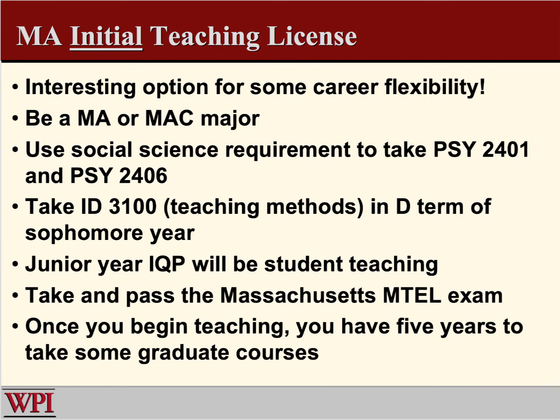Some of you may be interested in teaching. This is a good option for some career flexibility as well, and you can teach with either a math or an actuarial major. To do this, you need to use the social science requirement to take Psychology 2401 and 2406. Then you take ID 3100, Teaching Methods, in D term of your sophomore year. And in your junior year, your IQP is teaching, student teaching. Then you take and pass the Massachusetts MTEL exam. And once you begin teaching, you then have 5 years to take some graduate courses to get a master's degree. Yet another advertisement for the BSMS program.